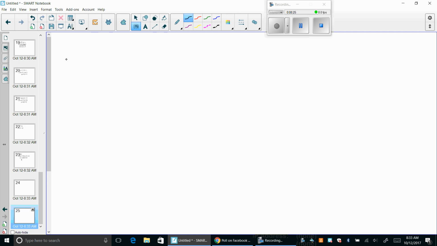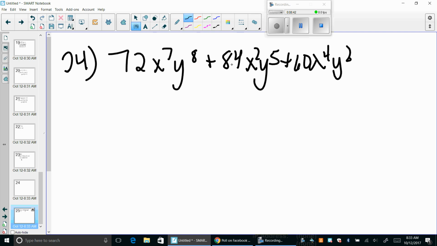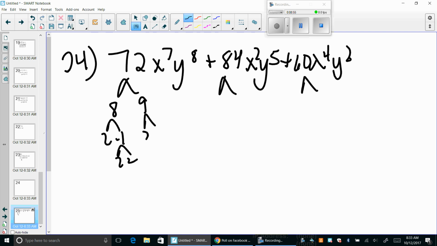All right, two more. 24. Is a big one. 72 x to the 7th y to the 8th plus 84 x squared y to the 5th plus 60 x to the 4th y squared. I am not sure what will go into 72, 84, and 60, so I'm going to break these down. 72 is 8 times 9, 8 is 2 times 4, 4 is 2 times 2, and 9 is 3 times 3.